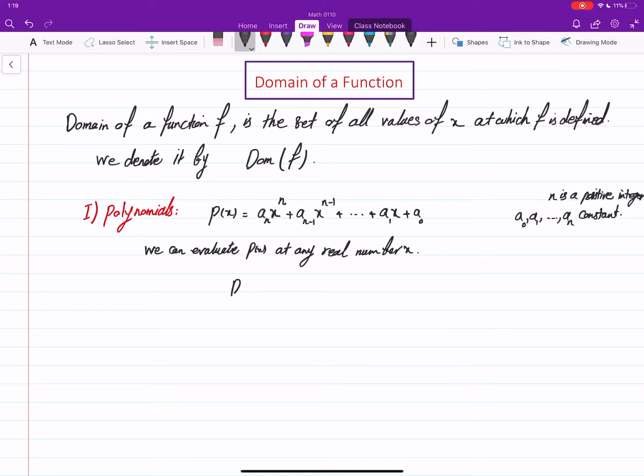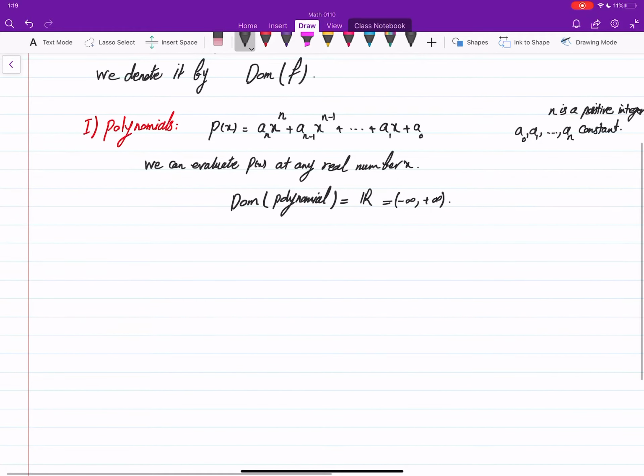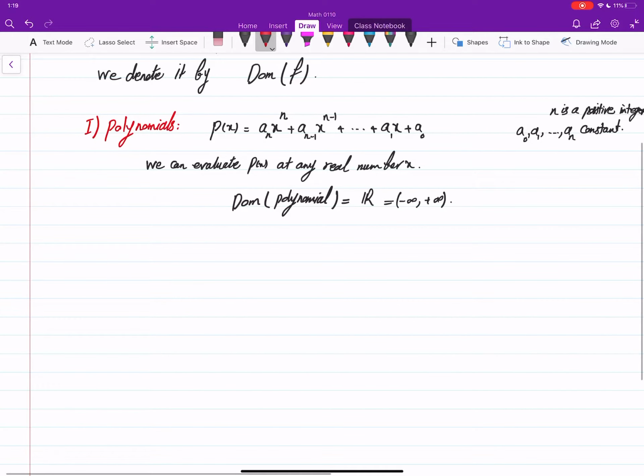So the domain of a polynomial doesn't matter what those constants are, just the form. If it is a polynomial, it is going to be the full real line. Sometimes you may write it in interval form. That's the first class, the nice class.